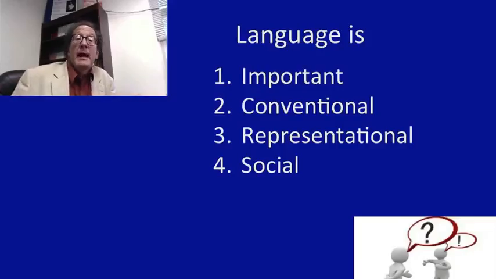So the point is obvious, namely, language is shared, and once it's shared, then it makes sense to actually follow the conventions of society, even if you don't like them. Overall then, language is important and it's conventional in ways that might seem arbitrary, but actually is limited in important ways by the fact that language is also representational and social.